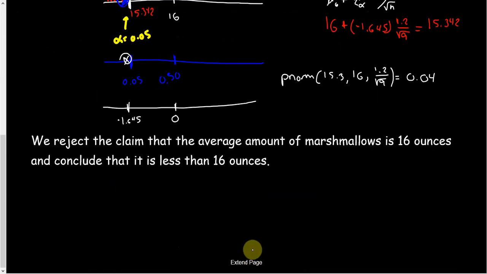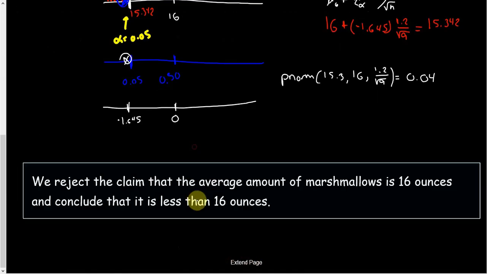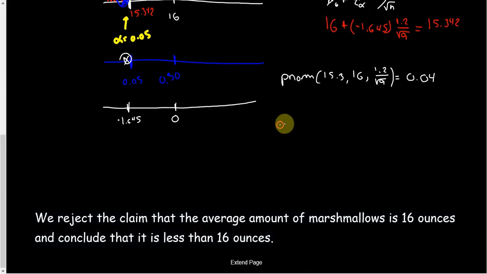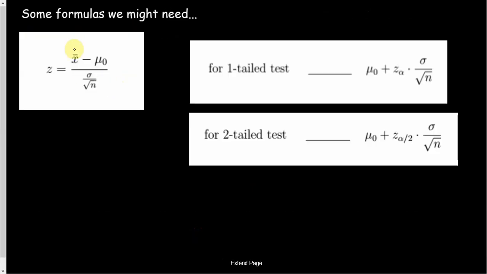Let me extend the page here. Oops, move. There we go. So to find the z-score of our data, we would just take our data, 15.3. This is the formula back on the other page for the z-scores right here.